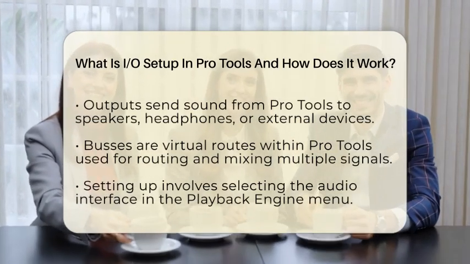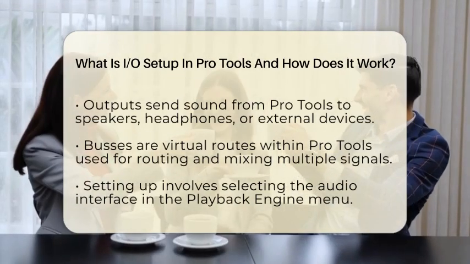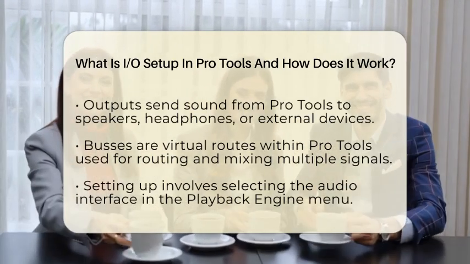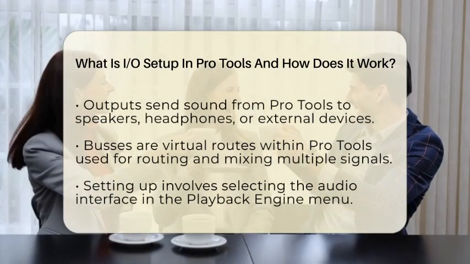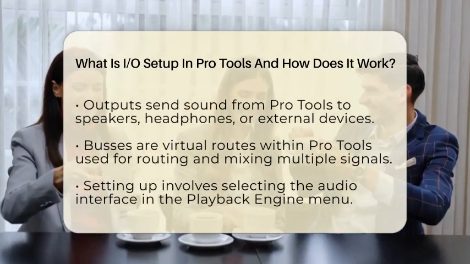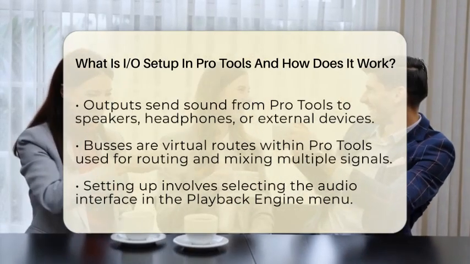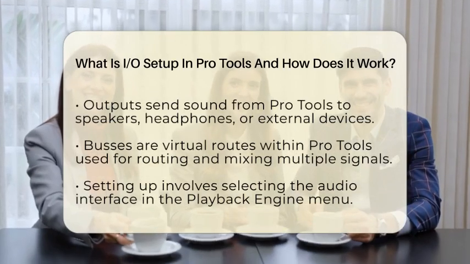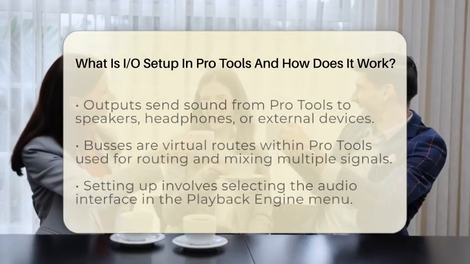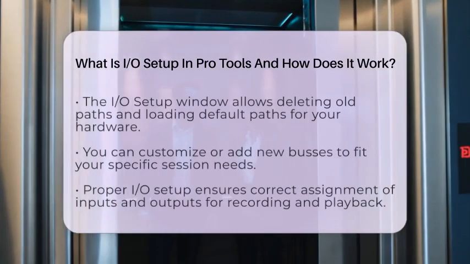For example, you can send multiple tracks to a bus and then send that bus to your speakers, making it easier to control groups of sounds at once. You can also create additional buses if you need complex routing, like sending different instruments to separate effects or headphone mixes. Setting up I/O in Pro Tools involves a few simple steps.